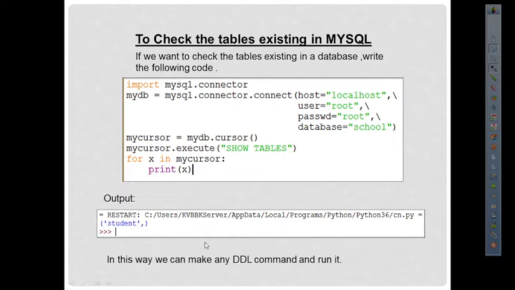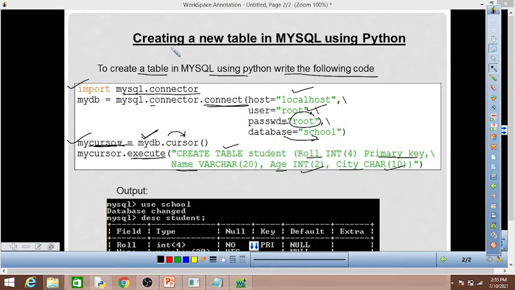After creating the table, we want to check whether the table is created or not using Python. In the previous step, I showed you through MySQL. Now we can check it through Python also. So I am going to run this code. First I will explain this code, then I will tell you how to do this.